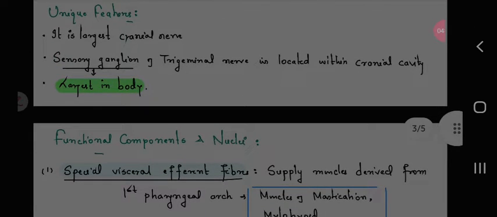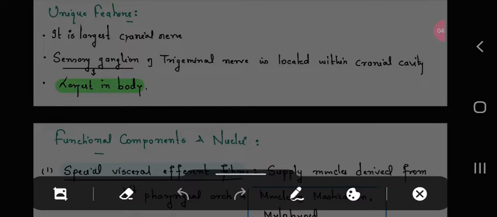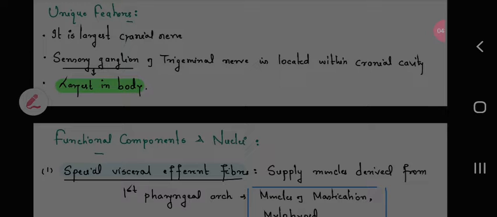Unique features, it is the largest cranial nerve. Sensory ganglion of trigeminal nerve is located within cranial cavity, largest in body.